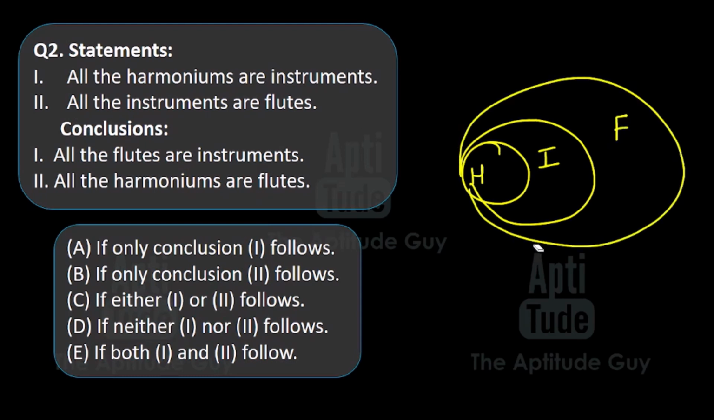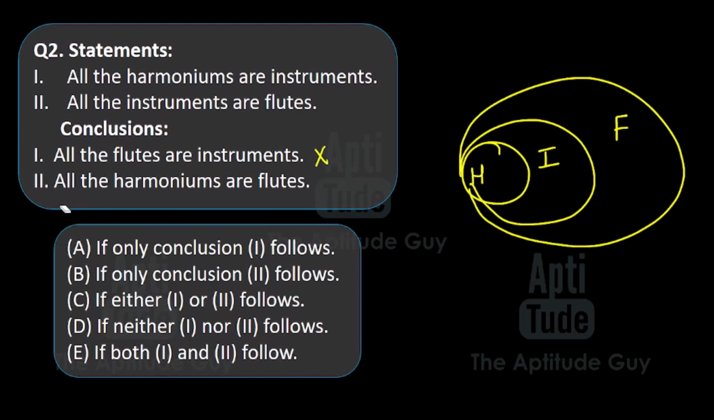Done. This is the reason why this is the easiest syllogism question in the world, because there is no other possibility. This is the only possibility that exists. Conclusion 1. All the flutes are instruments. Is that true? Some flutes are definitely instruments, but does that mean all the flutes are instruments? No, these flutes are not instruments. So the first conclusion is false.